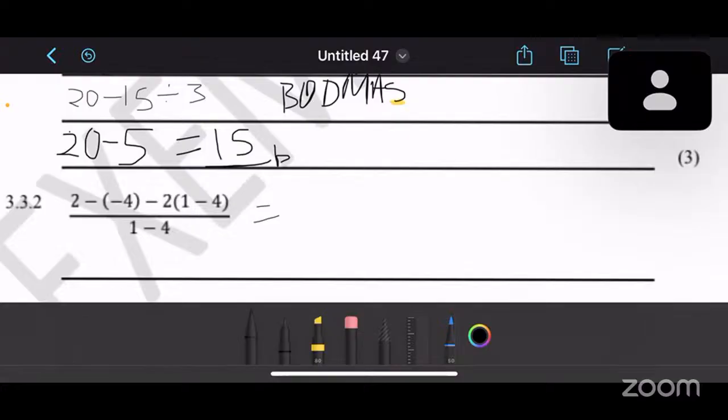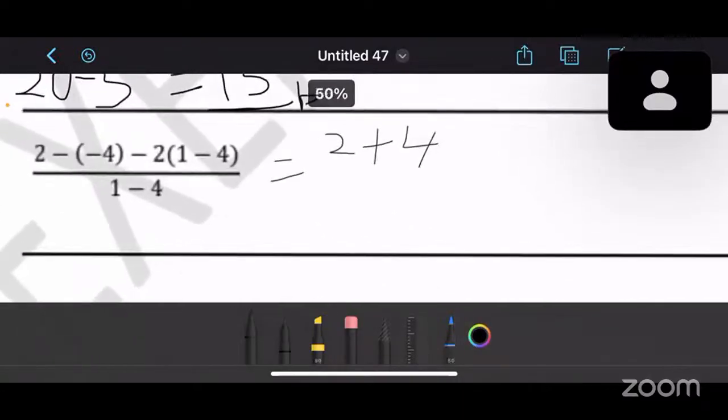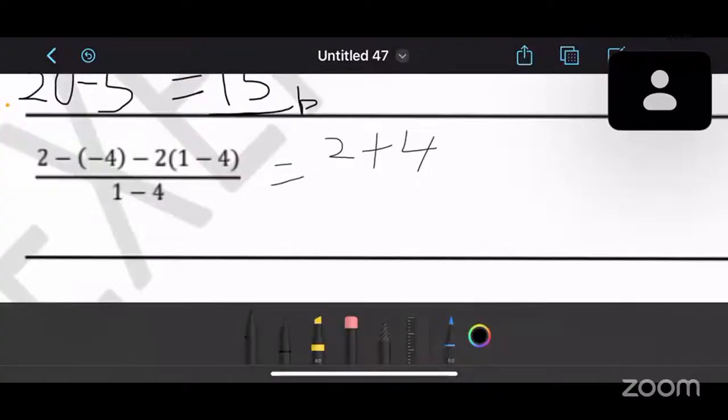May you please write 2 plus 4, minus 2 plus 8. As the denominator, you can write 3. Yes. Wait, -3, -3. Okay.